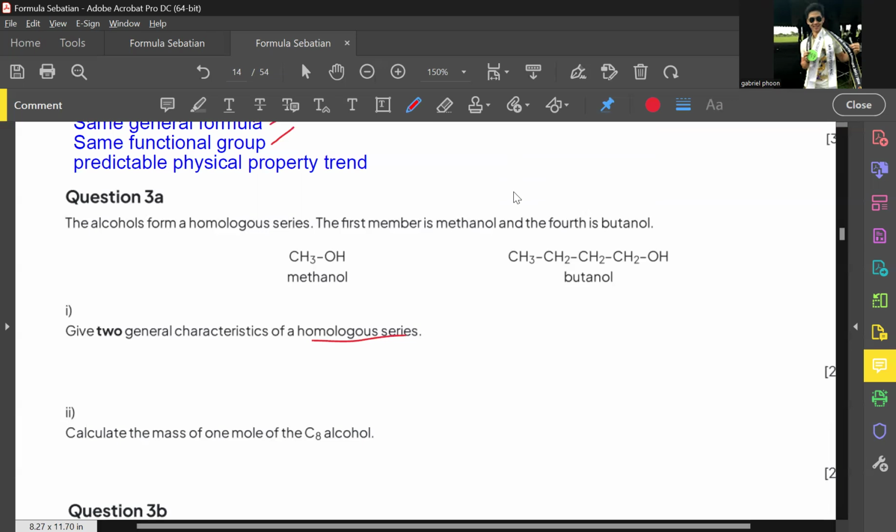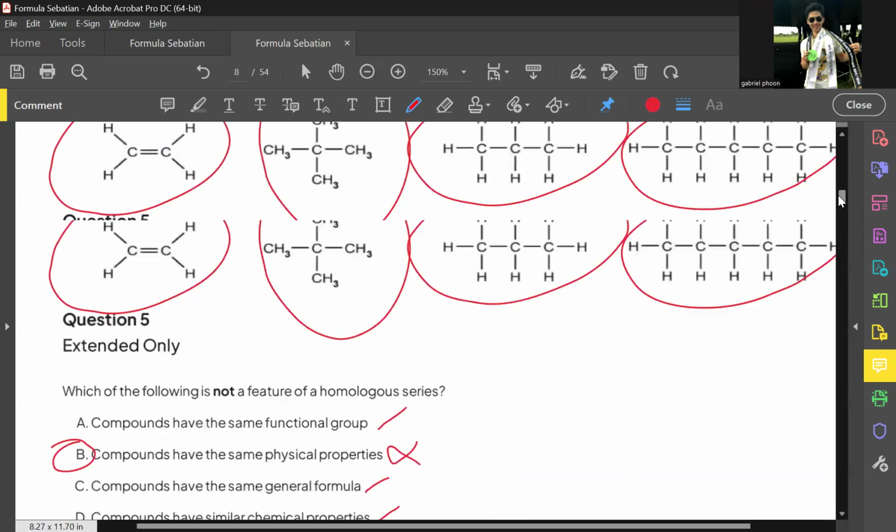Calculate the mass of 1 mole of C8 alcohol. First and foremost, what's the structural formula of C8 alcohol? What's the general formula of alcohol again? CnH(2n+1)OH, isn't it?